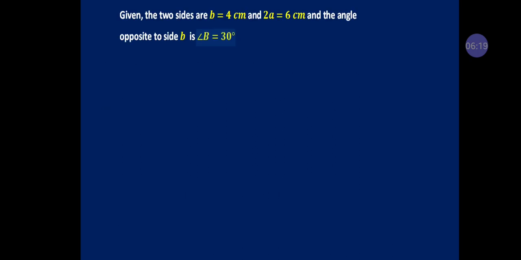Here is our question. Here we have two sides, B and 2A, and the angle B. Remember that angle B is opposite to side small b. Here are our sides and angle. Remember that angle B is opposite to the smaller side B.